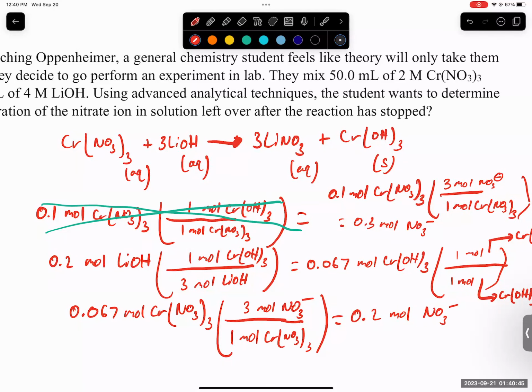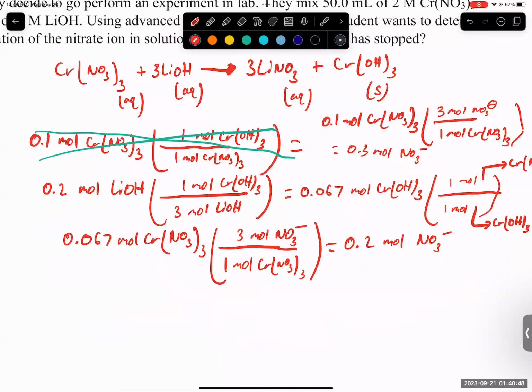Now, I'd like to ask you all this. What does the 0.2 moles of NO3 minus represent? It's the amount used up. Basically, in order to make our chromium hydroxide, we needed to essentially use up 0.2 moles of nitrate.